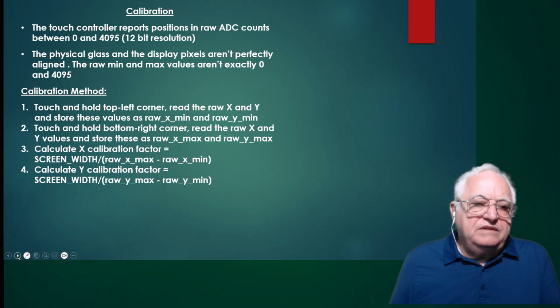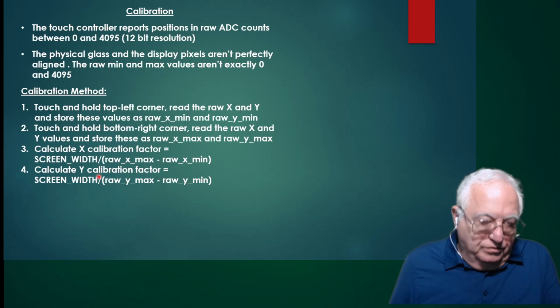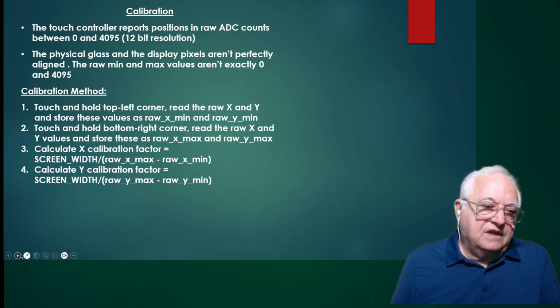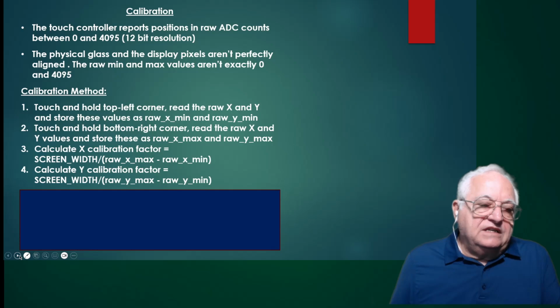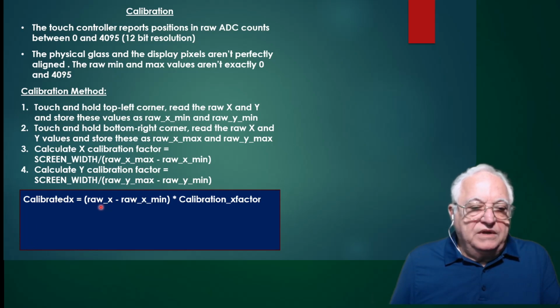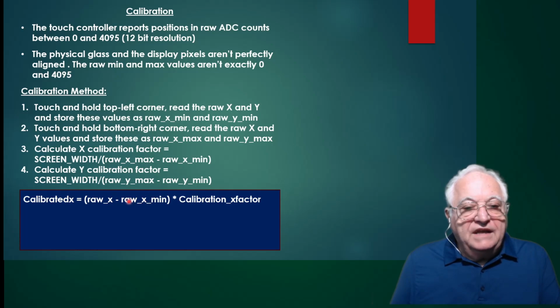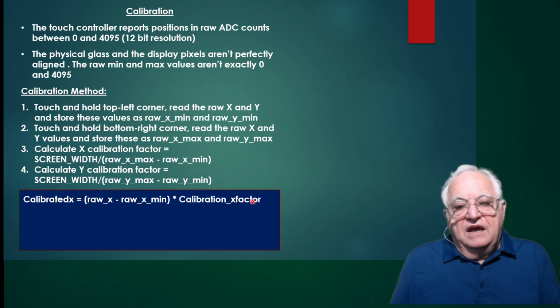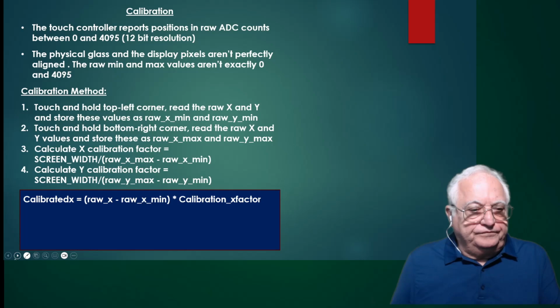Then I do the same thing for the Y, but the screen width in this case is going to be 320. Now, this is how I normalize the input. So the calibrated is going to be the row X. That's what I just read. I'm going to subtract the minimum, and then I'm going to multiply it by the calibration factor.